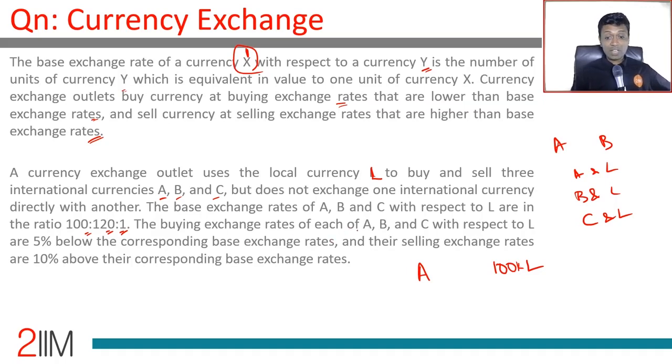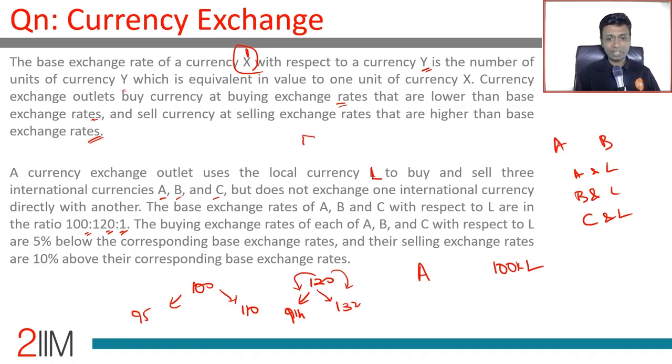The buying exchange rates of A, B and C with respect to L are 5% below the corresponding base exchange rates, and the selling exchange rates are 10% above their corresponding base exchange rates. And so if the base rate were 100, buying rate would be 95, selling rate would be 110. That's what we're getting from here. Base being 120, buying would be 114, 6 units less than this, selling would be 132. This into 1.1, this into 0.95 or 19 by 20. That's what the base, buying and selling rates mean.